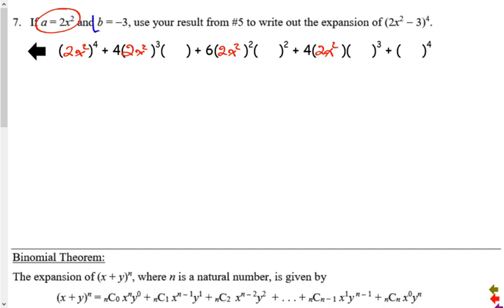So that's the first part. And then as I look at the b values, notice I'm taking the sign with it, because my expansion was for a plus b. Since I have a minus 3, that negative sign needs to stick as part of my b value. So here I'll have a negative b squared, negative b cubed, and negative b to the fourth. And then I would do some simplifying.